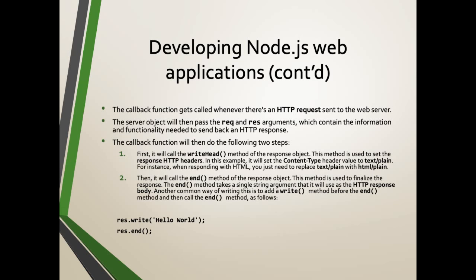So the callback gets called when the HTTP request is sent to the server. The server object will then pass the req and res arguments for request and response, which contain the information and functionality needed to send back an HTTP response. The callback function will then do the following two steps. It'll write to the head, and it will also end with text. So as I kind of explained, res.write will write hello world, so that way it knows what to respond back with, and then end will end the request. Yes?